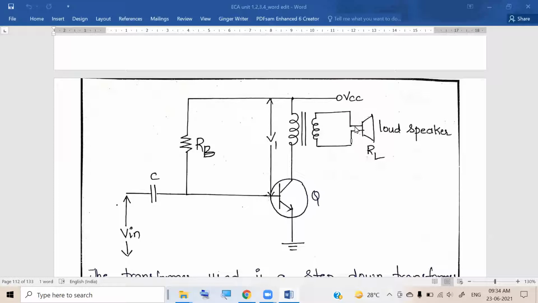Resistance at the secondary is RL. The resistance at the primary, what did we call in yesterday's class? RL dash. Very good. We call it RL dash. So what happens is, from the DC point of view, 0 resistance. From the AC point of view, we get RL dash.